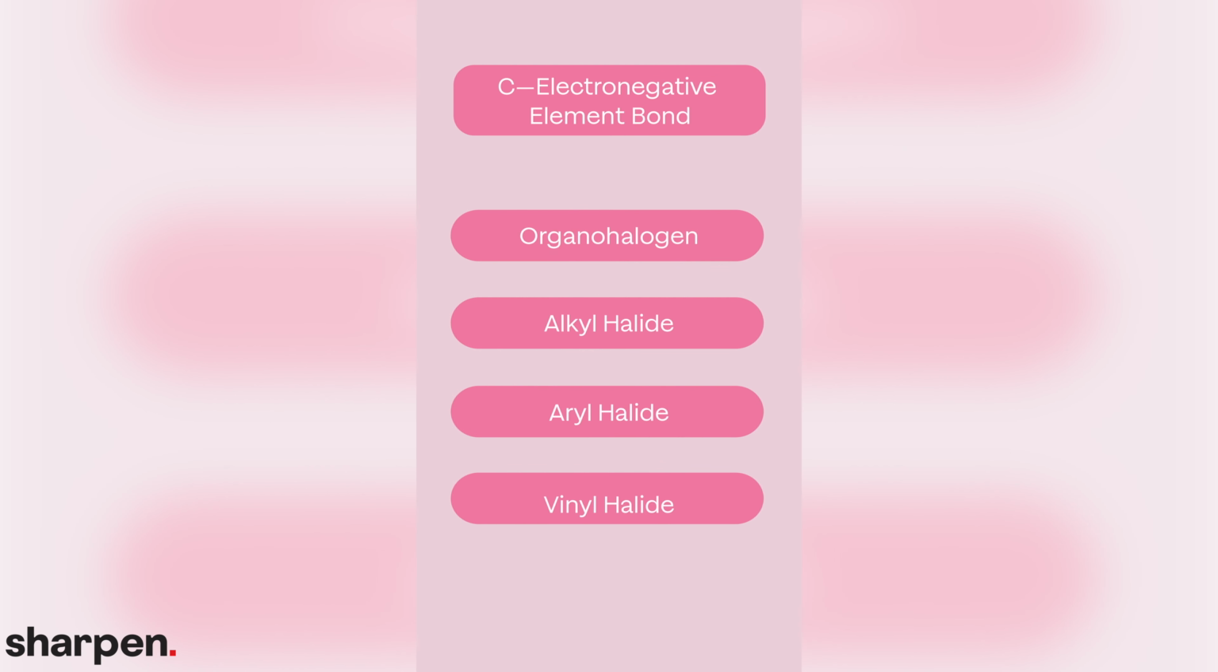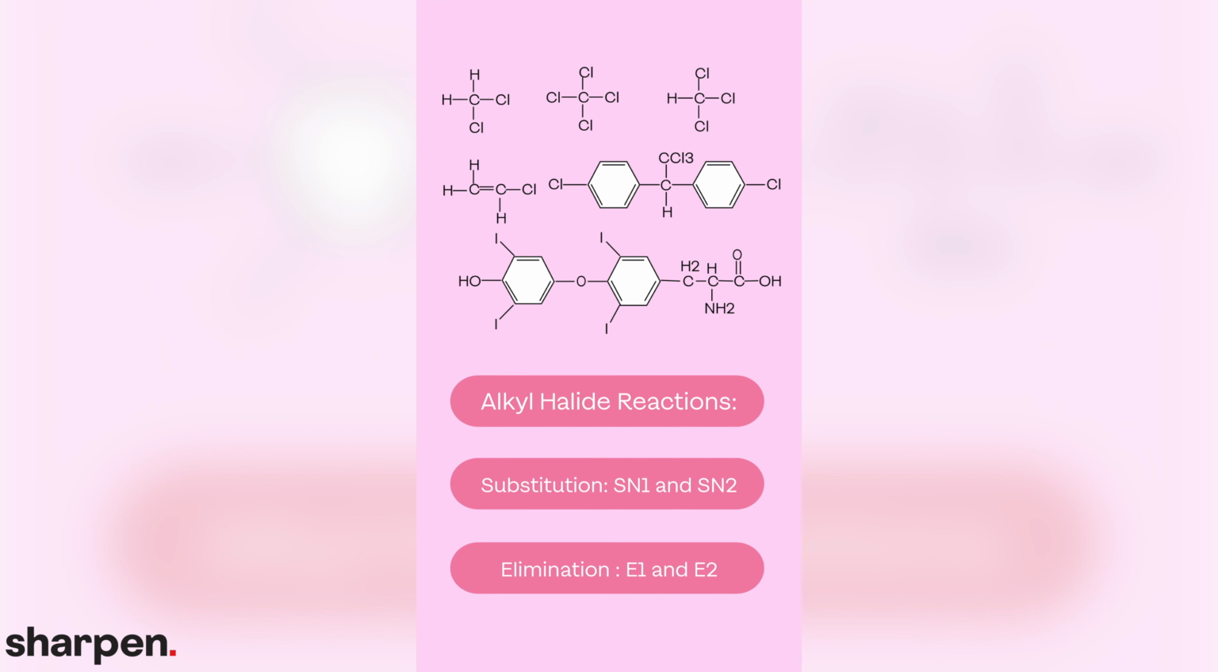Alkyl halides, alcohols, ethers, amines, thiols, and sulfides are some examples of compounds containing a carbon electronegative element bond. The electronegative heteroatom makes a polar bond. This actually makes the carbon electron deficient and makes the electronegative atom ready to react with other protons.